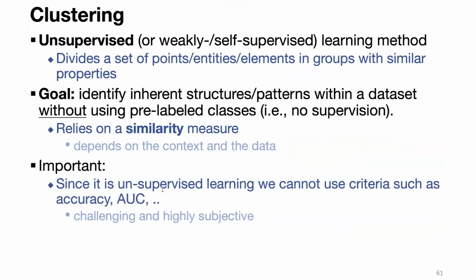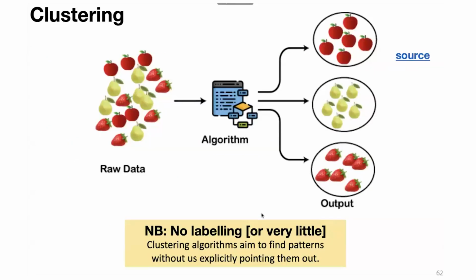Another thing to keep in mind: you remember when we wanted to compare the performance, we used the ROC curve, the receiver operating characteristic curve. Now, since this is an unsupervised case, we cannot use criteria like the area under the curve, accuracy, etc. So this is more challenging, and of course, it introduces some subjectiveness here.